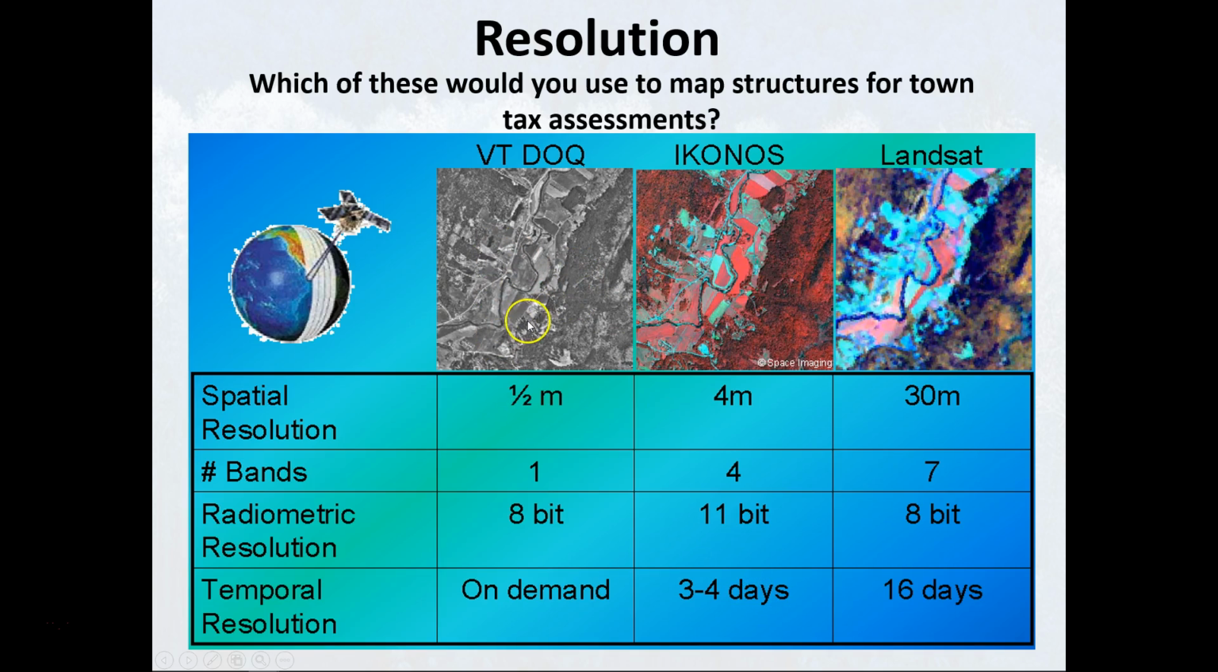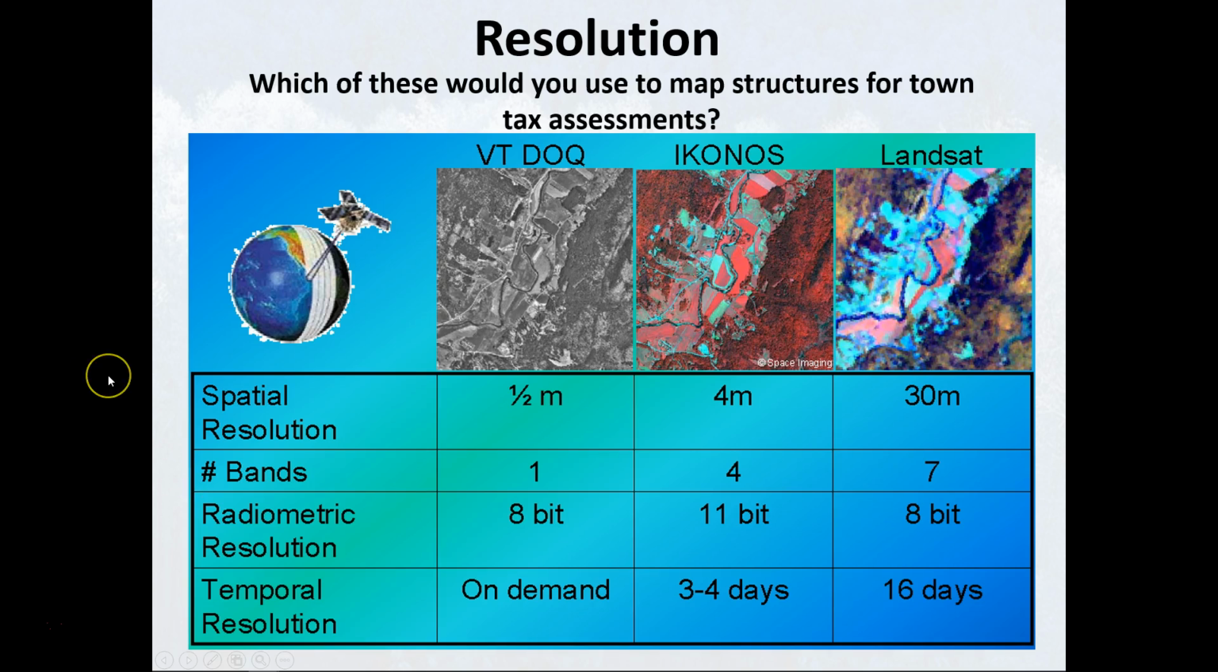So that's where I would go with the DOQ here, because one, the very high spatial resolution. You don't have to worry about it only being one band because you can still see structures given that spatial resolution, and it's on demand, so you really would only need it once in the year.